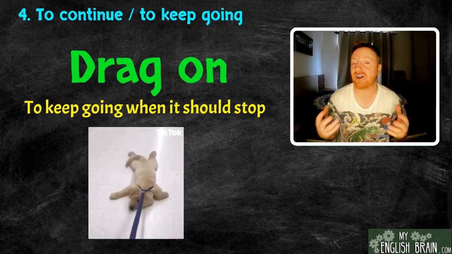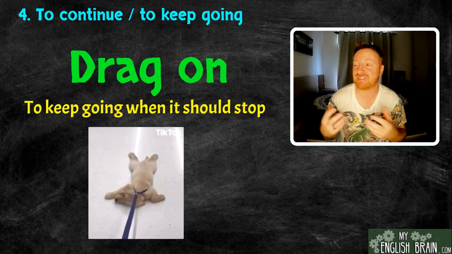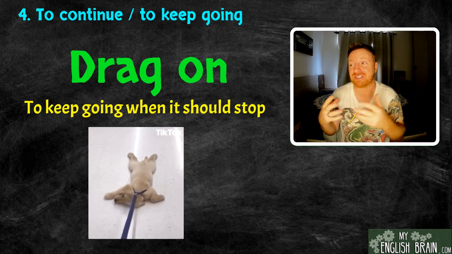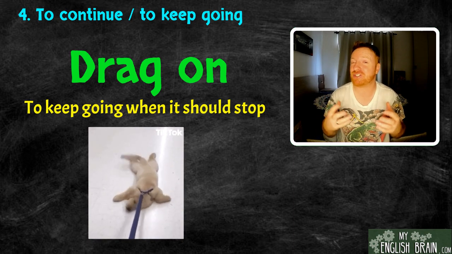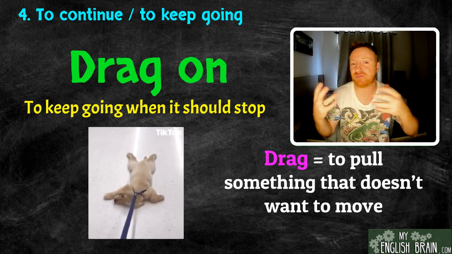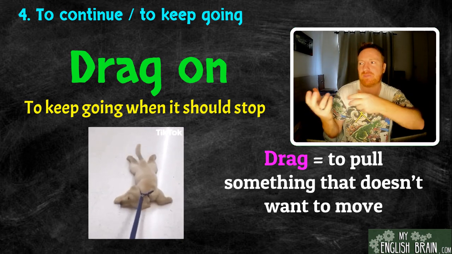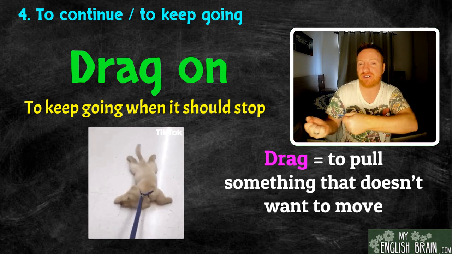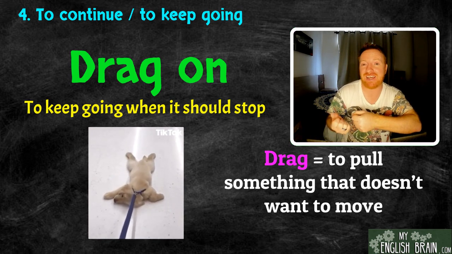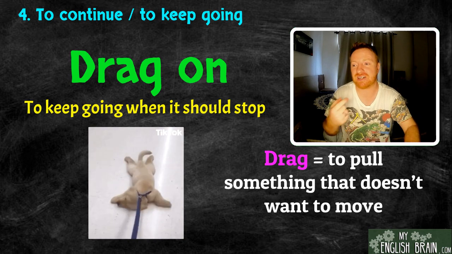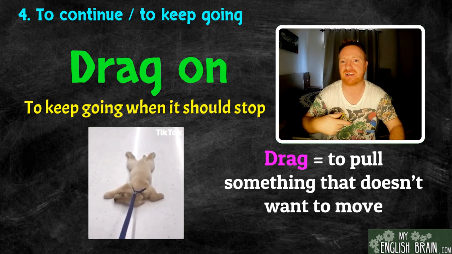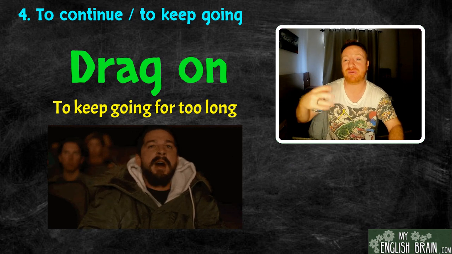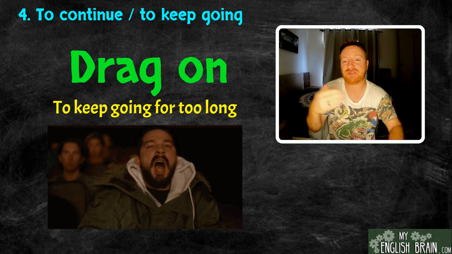Alright, now, the other phrasal verb we have with on is drag on. Drag on means to keep going when we actually want it to stop or when it probably should stop. So the verb drag means to pull something, but specifically to pull something that doesn't want to move. It's difficult to pull something when we drag it. It doesn't want to move. It doesn't want to keep going in this context. So if there's something that keeps going and you want it to stop, we can say that it drags on.